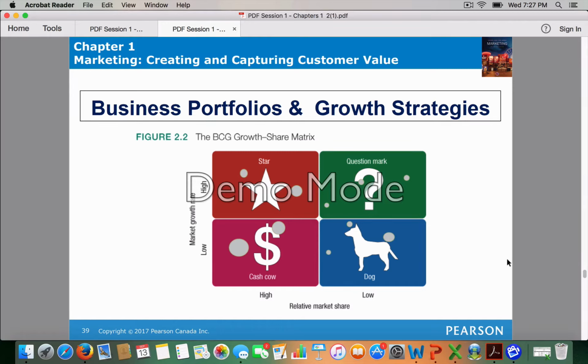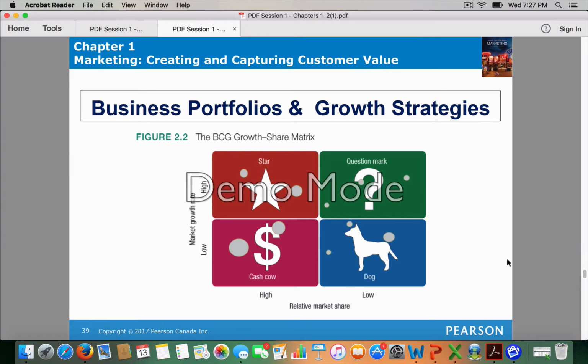Question marks are products that are competing in a high growth industry, but your product itself, your company, has relatively low market share. Now, question marks by themselves aren't necessarily bad things. They offer real potential because, after all, the market is growing. But you've got a lot of catching up to do because you're not the leader in that particular product category.